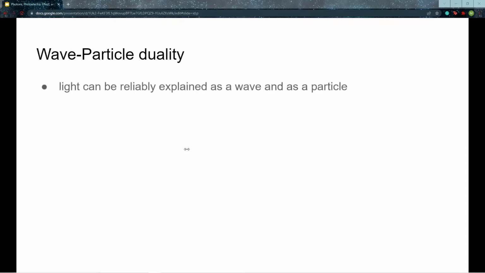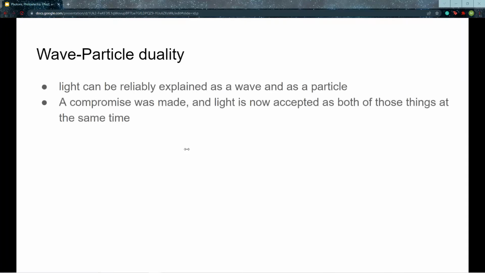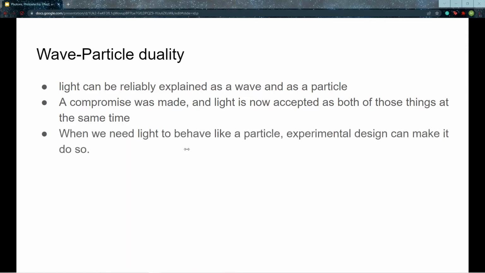It can be reliably explained as both a wave and a particle. So to settle the debate over the nature of light, science made a compromise. Light is now accepted as both of these things at the same time. However, by nature of quantum mechanics, we can't use light as both of these things at the same time, as observing the nature of light will force it into either a wave or particle form, depending on the observation method. So when we need light to behave like a particle, equations in experimental design can be tailored to make it behave just like a particle. If we want it to behave like a wave, we can do that too.